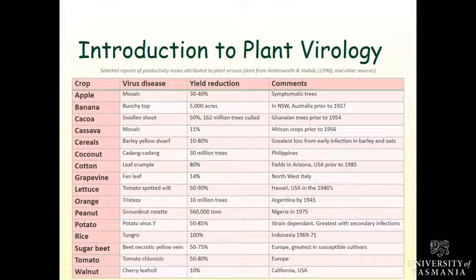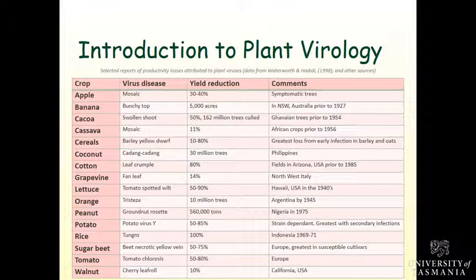Apple mosaic, I mean, if you've got an apple tree at home, it's probably got apple mosaic virus in it because it's very common, and a lot of even the commercial orchards would have it. But they can have significant yield reductions. Go down some other ones. Where are we?